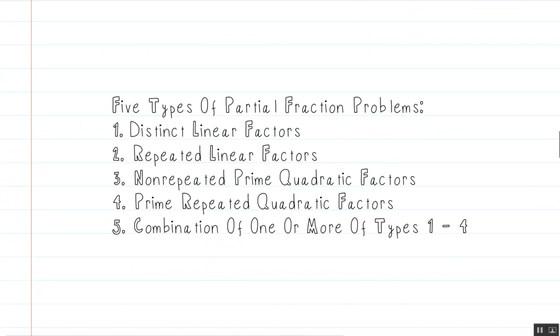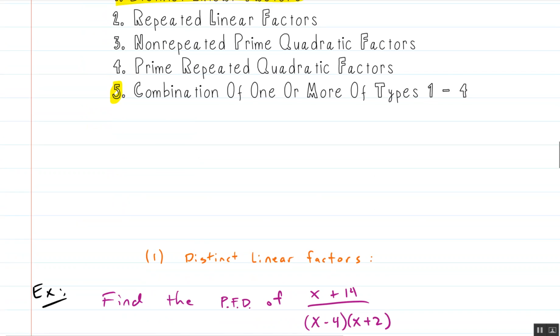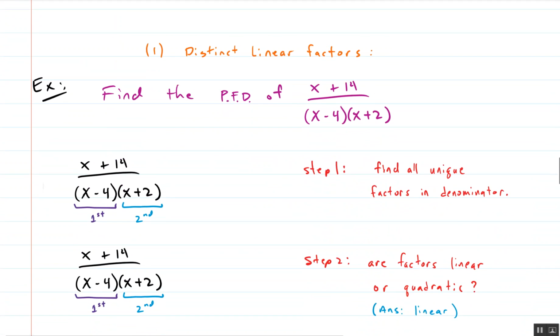Just as a reminder, we have 5 types of partial fraction problems. We will be discussing this first one in this video. I have other videos to discuss the others. Number 5 isn't really a unique category. It just says you can combine 1 through 4 and come up with different types of problems. But today we're focusing on number 1. All right, here we go.